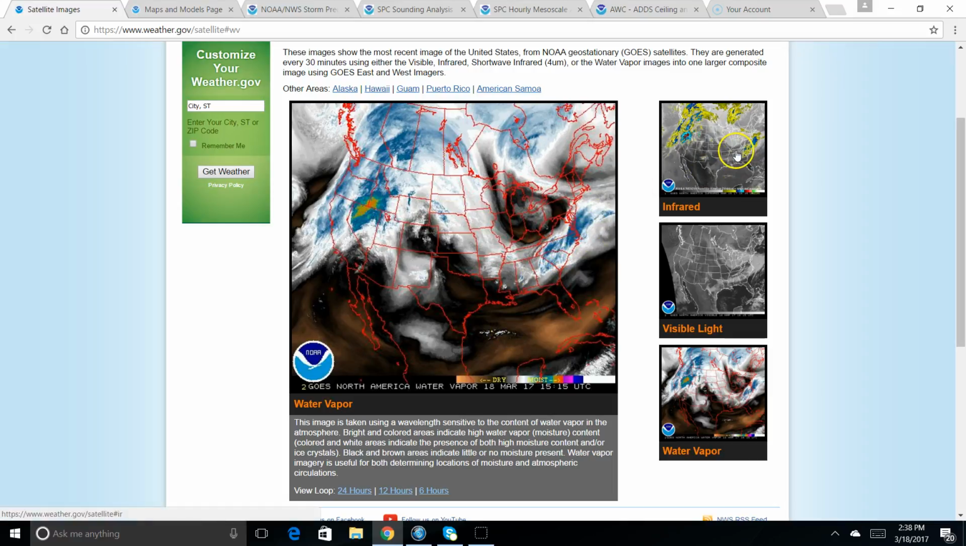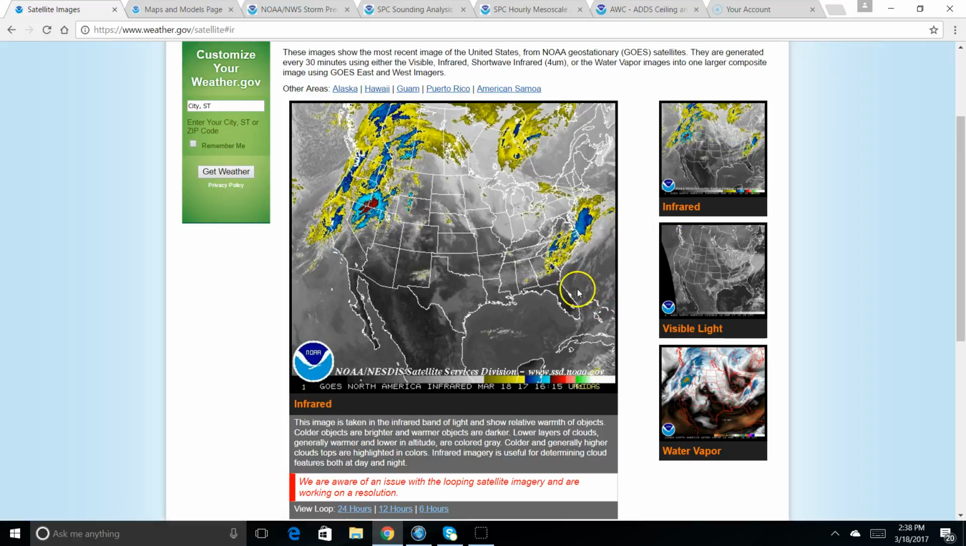So let's take a look at the infrared at the same time. Infrared is just temperatures of the clouds, the top of the clouds. So how cold is the top of the clouds? Well, you can see here the bluish area. That's the colder part of the cloud. So let's take a look at how it's changing.